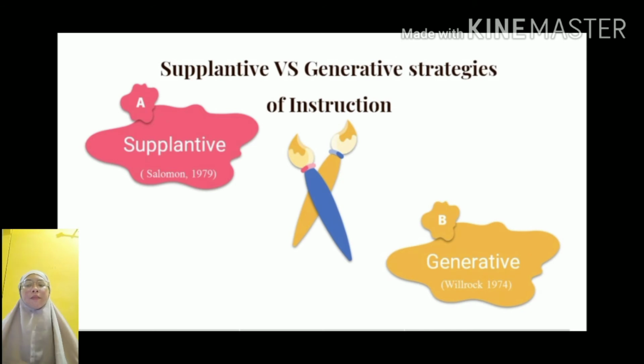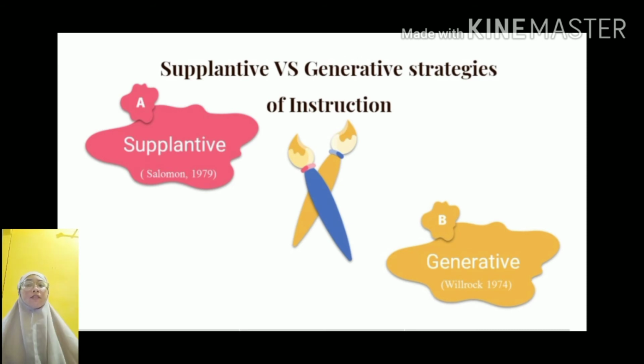So the next slide is about supplantive versus generative strategies of instruction. According to Salomon 1979, supplantive strategies explicitly provide a preview of the lesson and so on. Supplantive instruction tends to conserve novice learners' cognitive capacity for acquiring skills and knowledge related to the learning task by limiting the amount of responsibility they must carry for structuring the learning situation.